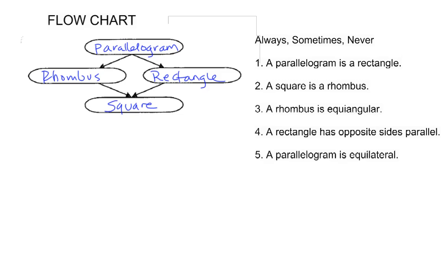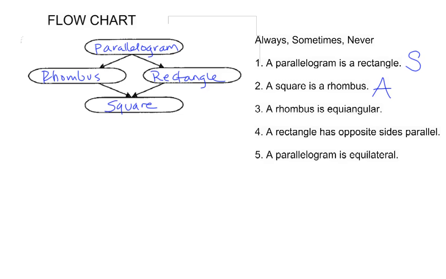A parallelogram is a rectangle. Remember I talked about if the name is underneath, then it's going to be sometimes, because think about it, a parallelogram could be a rectangle, but it could be a rhombus. So that's going to be sometimes. And then a square is a rhombus. Well, if you are a name underneath, then it's going to be always. A square is always a rhombus. It's also always a rectangle. It's part of the definition of a square.